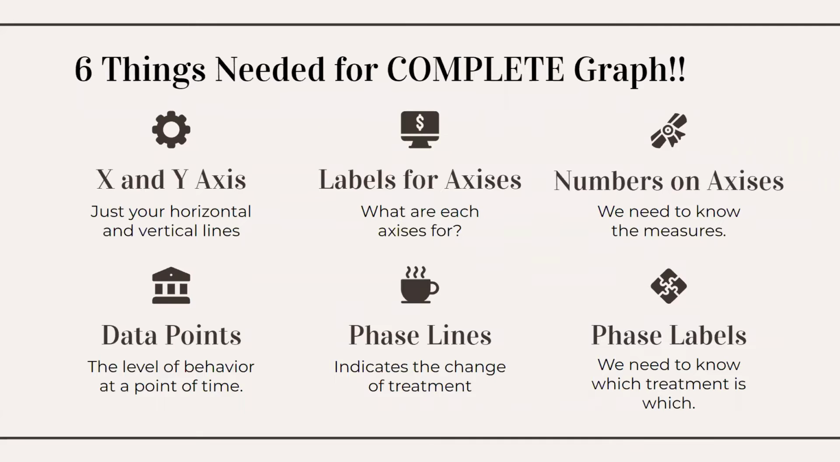So there are 6 things you really need to complete a graph: the x and y-axis, the labels for the axes, numbers on the axes, the data points, phase lines, and phase labels.